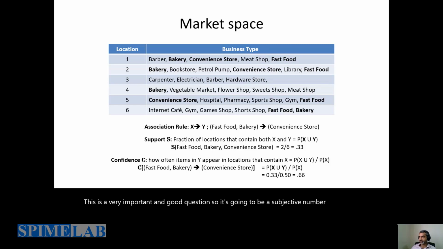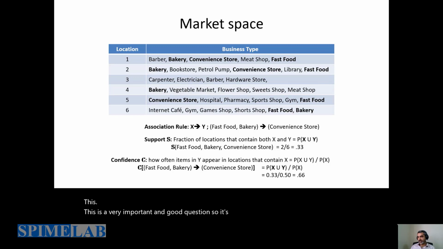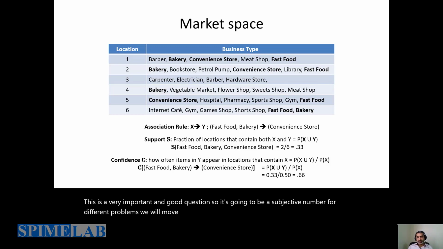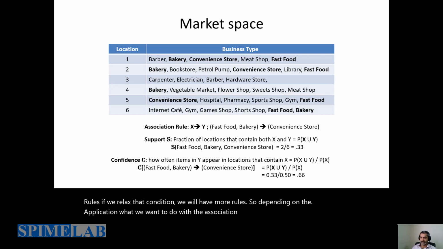For different problems, we will move this threshold. Let's say we want to have only 0.95 support association rules. In that case, we will have fewer rules. If we relax that condition, we will have more rules. So depending on the application, what we want to do with the association rules, we will change the threshold. If we increase it, there will be fewer rules. If we decrease it, there will be more rules.